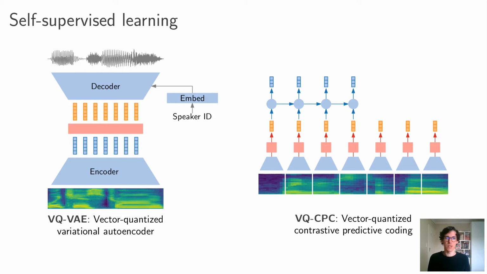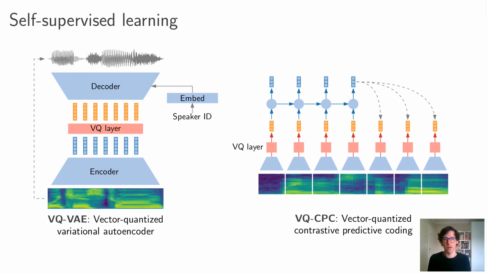Self-supervised learning has recently been used to tackle this problem, where you would, for instance, try and reconstruct an input signal, as in the case of a variational autoencoder, or you would want to discriminate between future observations, as in the case of contrastive predictive coding. And in both of these cases, you would use an intermediate vector quantization or VQ layer to discretize the input.